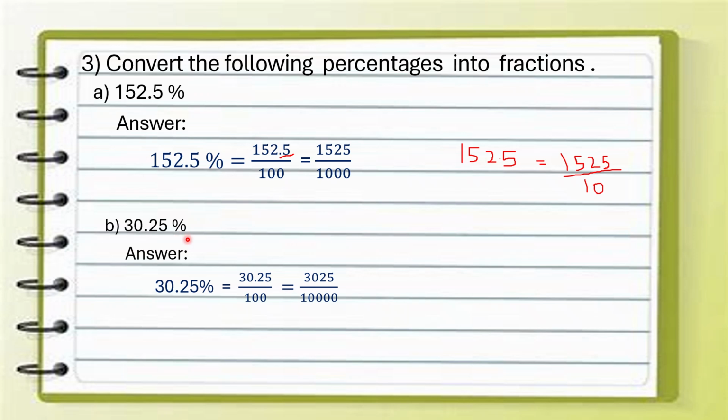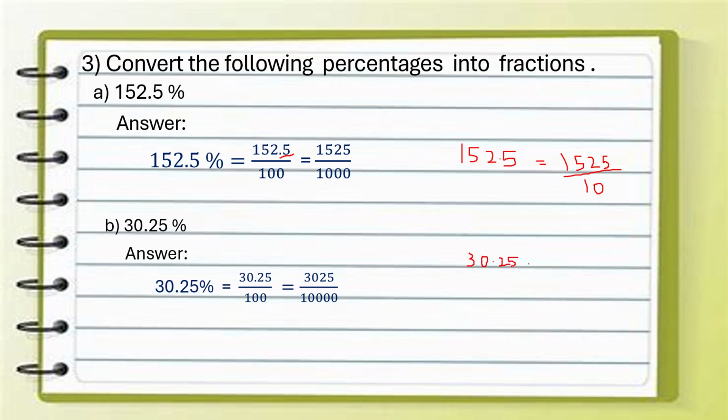Now B sum is 30.25 percentage. We have to convert into fractions. So what is the first step? Percentage means the denominator is 100. So 30.25 divided by 100. Now what we are going to do is just take 30.25. This we are going to write as a fraction.